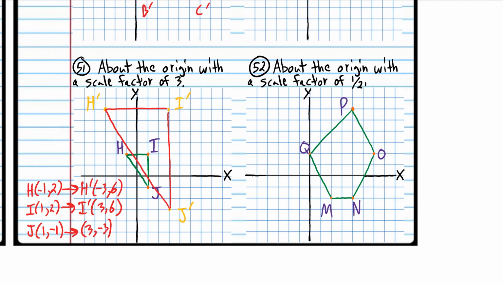All right, we're back. So we got a lot of points here. P is 4, 6. Q is 0, 2. And O is 1, 2, 3, 4, 5, 6, 1, 2. So 6, 2. And M is 2, -2. And N is 1, 2, 3, 4, 1, 2. So 4, -2.